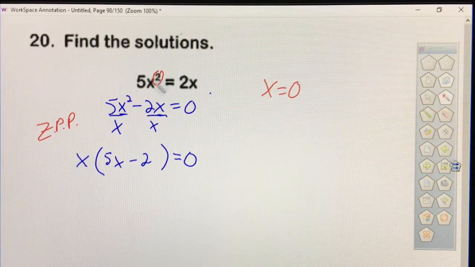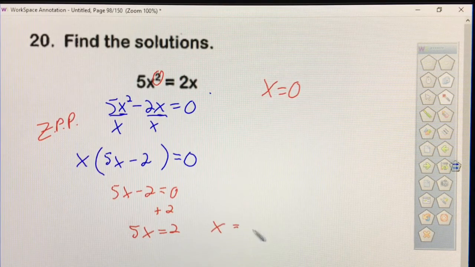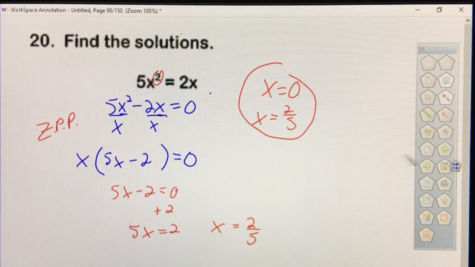There's going to be 2 solutions, usually because of the exponent. Now I set this equal to 0, 5x minus 2 equals 0, add 2 to both sides. That gives me 5x equals 2, or x equals 2/5. So 2 solutions again. Again, look for 2 solutions, most of the time, if you have a square.